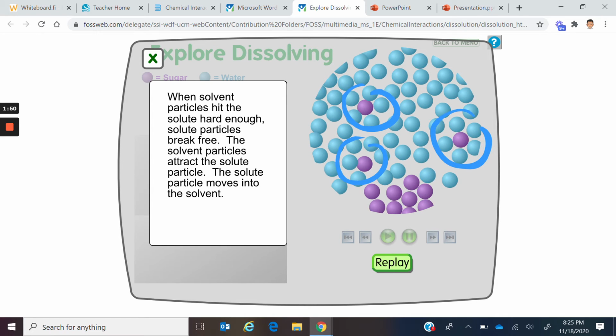The water particles slowly break off by bumping into the solute particles and break them off. And as they break them off, they surround them with other water particles, and then those get moved around. So there's that nice even distribution of solute particles in the solvent. And when we have those together, we have a solution.